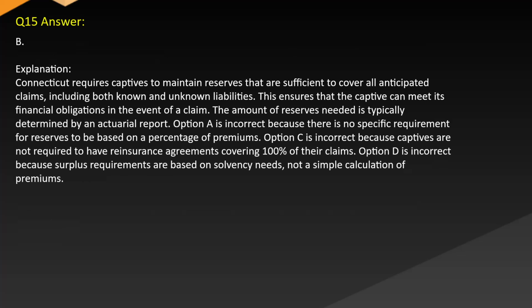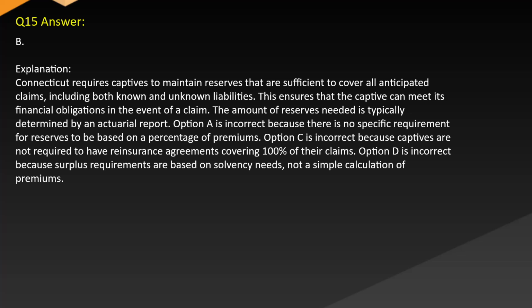Answer: B. Explanation: Connecticut requires captives to maintain reserves that are sufficient to cover all anticipated claims, including both known and unknown liabilities. This ensures that the captive can meet its financial obligations in the event of a claim. The amount of reserves needed is typically determined by an actuarial report.